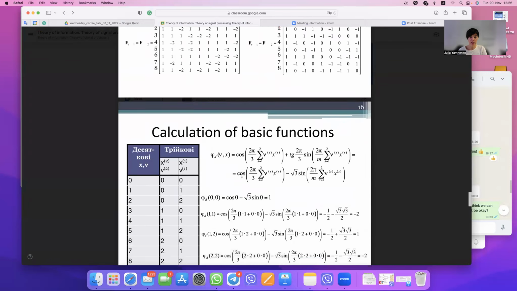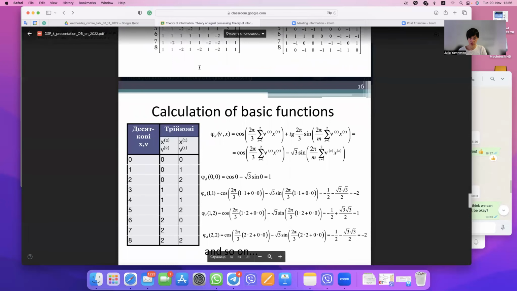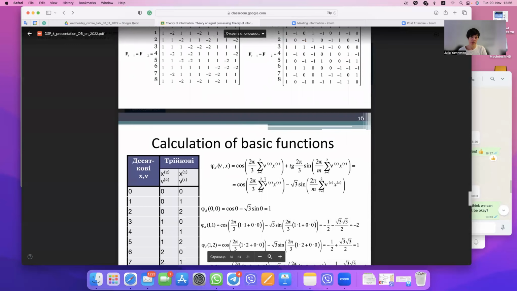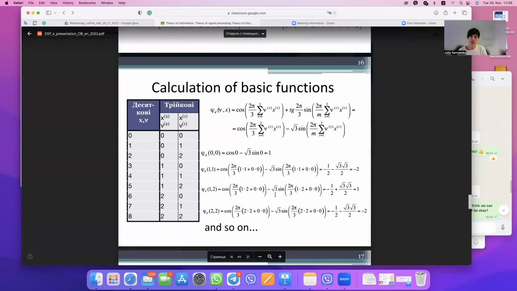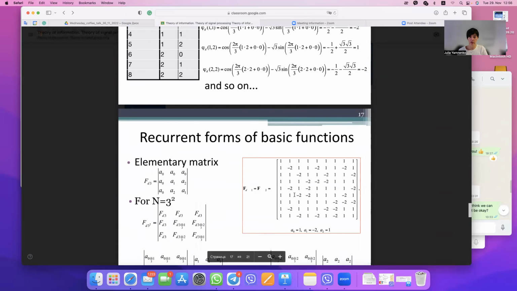So there is an illustration of how to calculate a couple of values of this function to put in the matrix of the direct basic function. But the same could be done for the inverse basic function, and so on. You can check yourself, and you can try to calculate it just to understand how this formula is calculated using this ternary counting system.